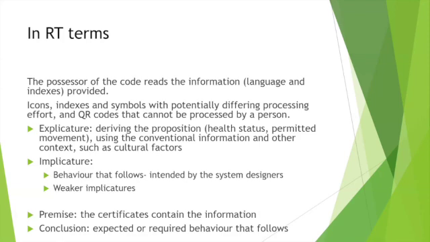So you might say then that the explicature, you're getting the proposition, the health status, permitted movement, using conventional information. Some of it almost on the way to being coded, but there are other things, cultural factors, that'll help you arrive at that. And the implicature that follows, behavior intended by the designers, and weaker implicatures, staying in, where you can go, who you can meet, etc. Okay, and the premise, you know that code is intended to have some meaning, and the conclusion, once you see the code, the expected required behavior that follows.